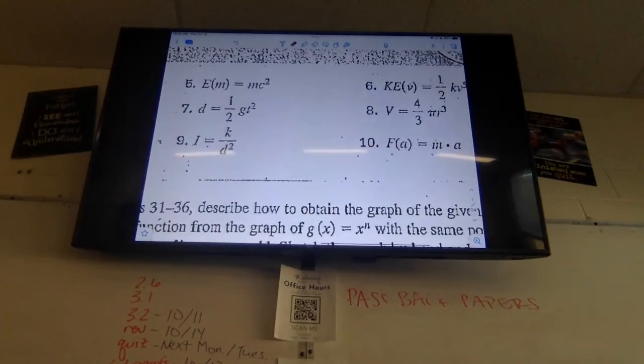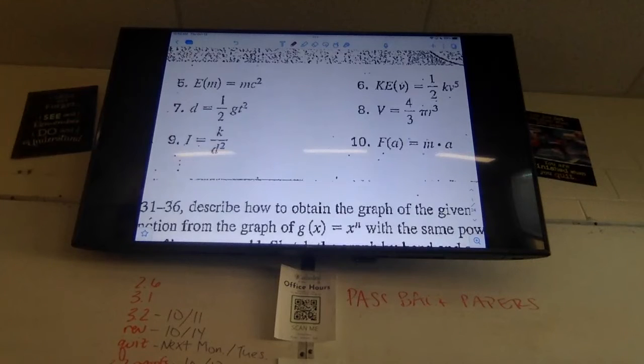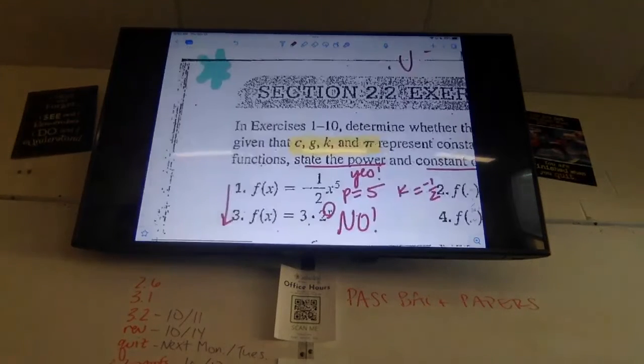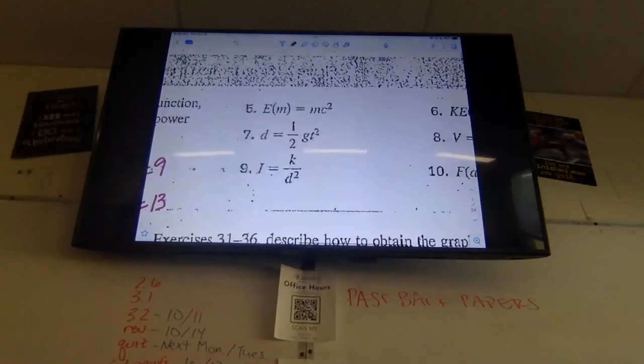All right, what's going on with number 5? Let's team time out, though, for a second. It said my constants are C, G, K, and pi. So C is not my variable. C is my constant. What letter is the variable then this time? M. What's the power of M? 0. Not 0. 1. When you physically see it, it's 1. When you don't see it, it's 0. So I'm going to say this one's a yes, and it has the power of 1, and its constant is C squared.